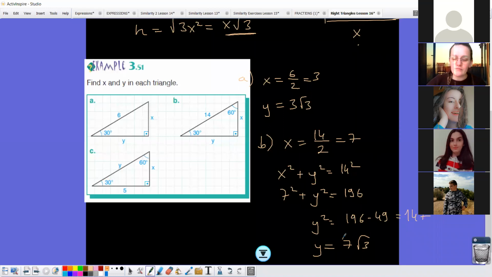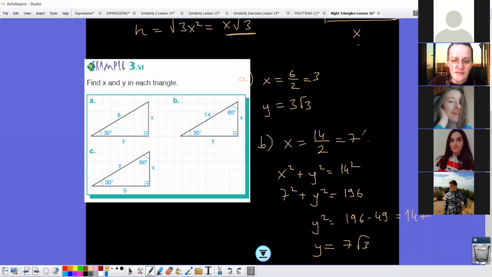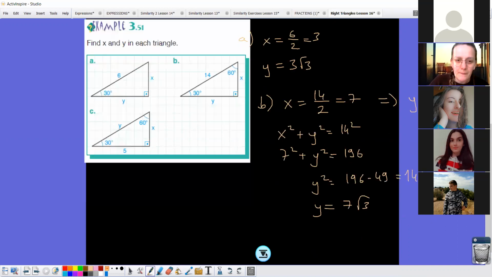And according to the properties that I gave you, because you found that x is 7, you can directly write that y is equal to 7 root of 3 without doing all this operation. I'm trying to say this. But it doesn't matter, if you want, you can solve it like this. No problem for me. What about C?